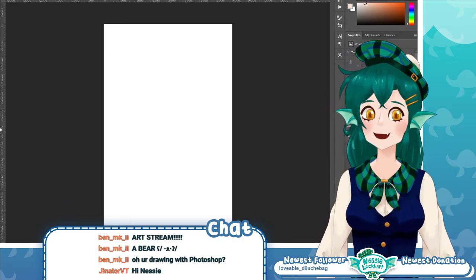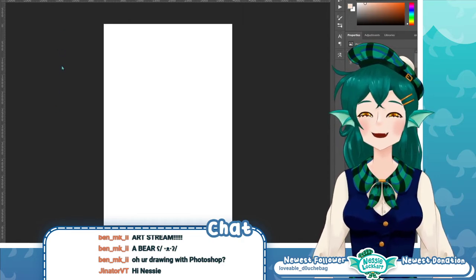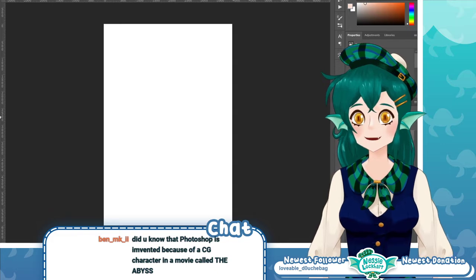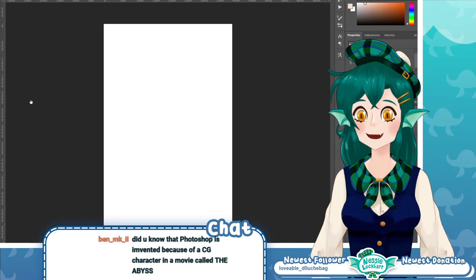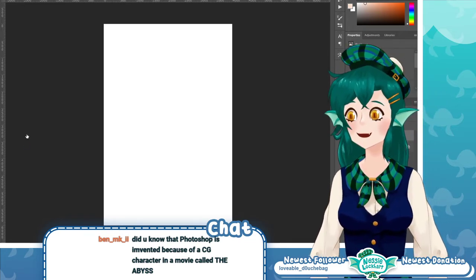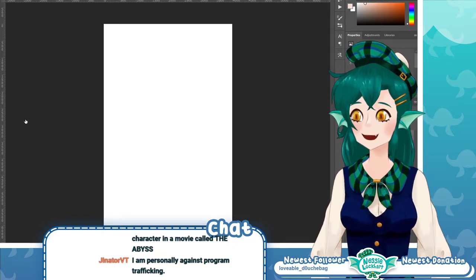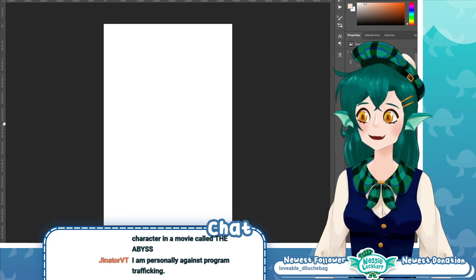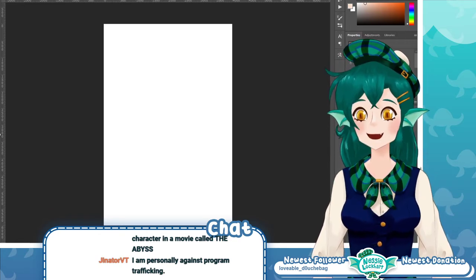First, I usually like to use these brushes, the Kyle's brushes that come with Photoshop. Did you know Photoshop was invented because of a CG character in a movie called The Abyss? Oh no, I didn't know that. I know Photoshop is really old, so yeah. Personally against program trafficking. What do you mean by that? Sorry, I don't quite know what program trafficking is.